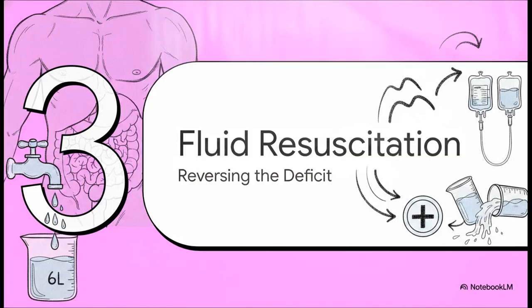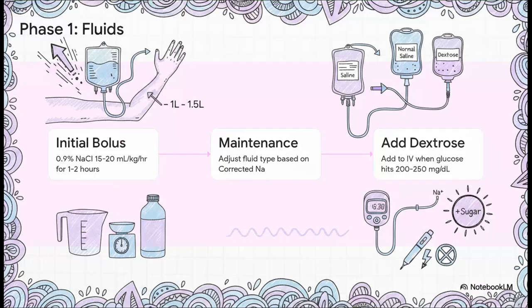Section 3. Phase 1. Fluid resuscitation. Reversing the deficit. Okay, so DKA patients usually have a massive intravascular deficit. We're talking liters here. We manage this in 3 precise steps. Step 1, you blast them with an initial isotonic saline bolus at 15 to 20 mL per kilo per hour. For a standard adult, that's roughly a liter to a liter and a half in the very first hour.